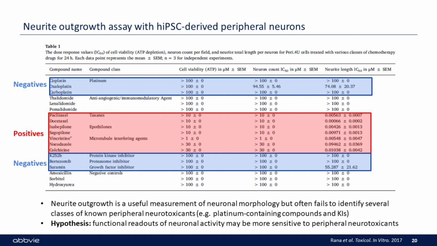However, they did not show sensitivity to platinum-containing compounds like cisplatin or a model protein kinase inhibitor, which led us to question the usefulness of the neurite outgrowth assay for identifying effects of kinase inhibitors. So our hypothesis was that a functional readout of neuronal activity may be more sensitive to a wider range of peripheral neurotoxicants.